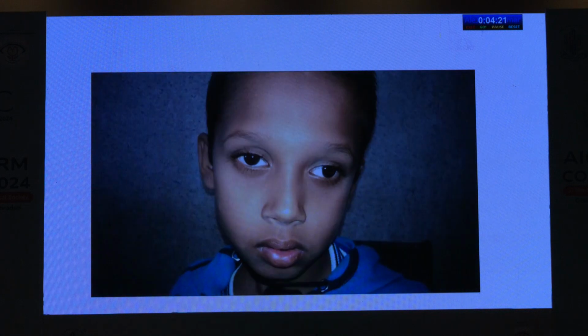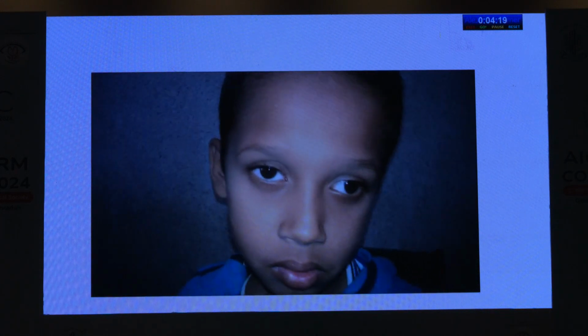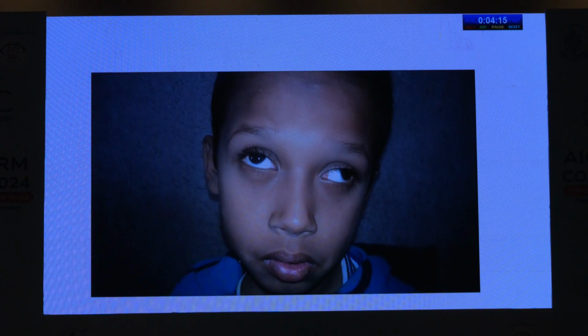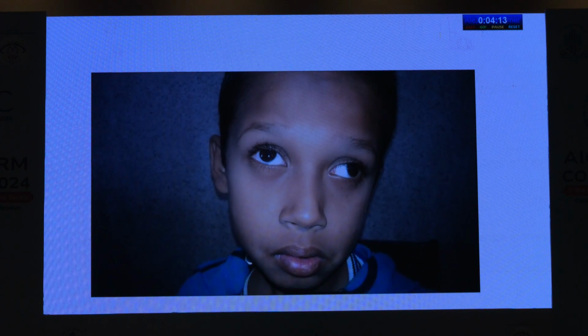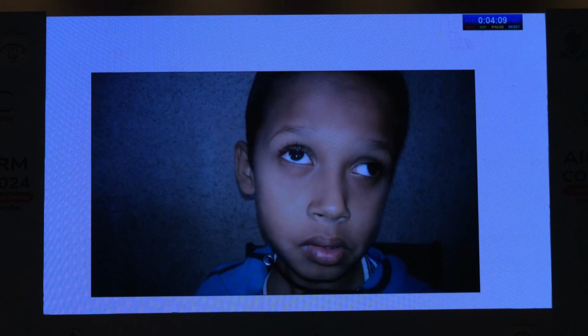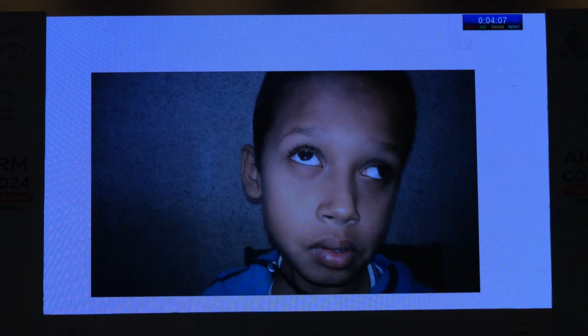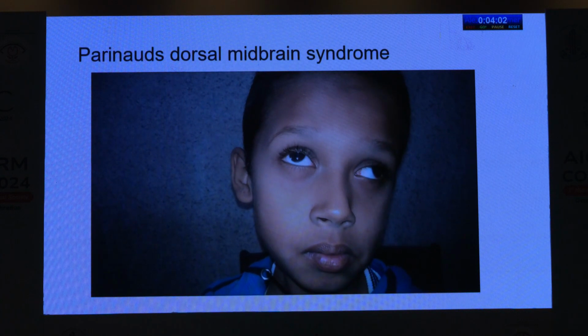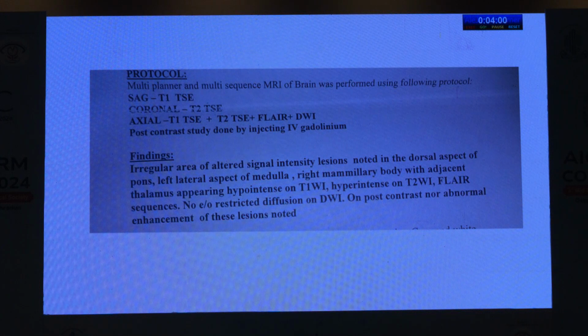Okay, and this is another child with dengue encephalitis. Here I want to demonstrate the convergence retraction nystagmus, in continuation with Jyoti's talk. So you can see when you ask the patient to look up, the eyes are converging, and you're getting that convergence and the retraction nystagmus. So again, in this imaging, you can see the lesions around the mammillary body and the thalamus.